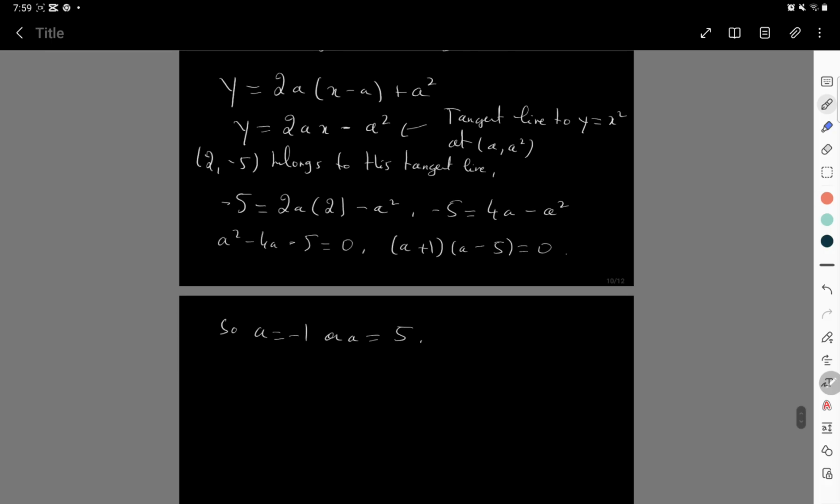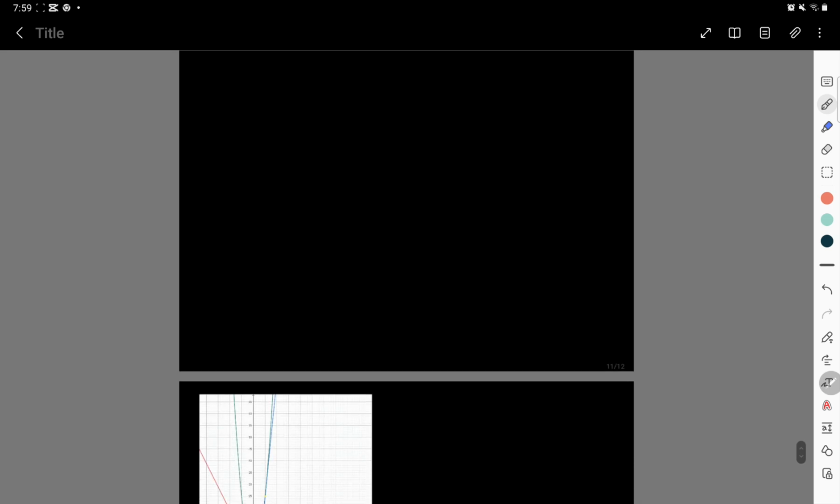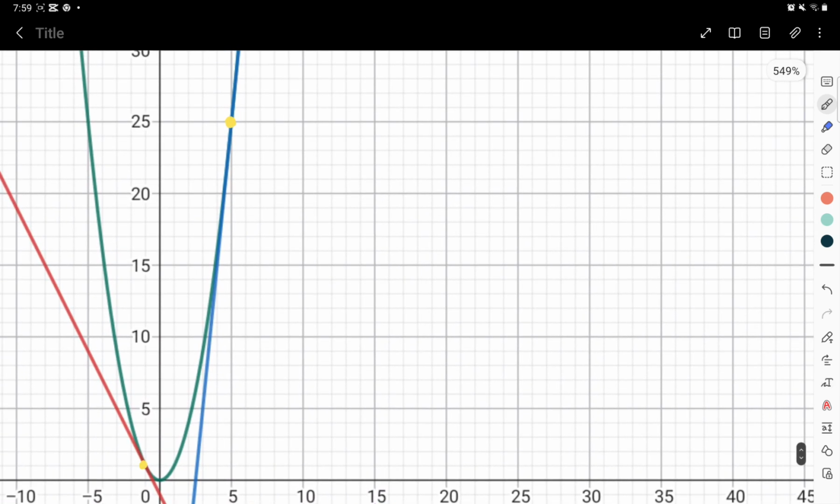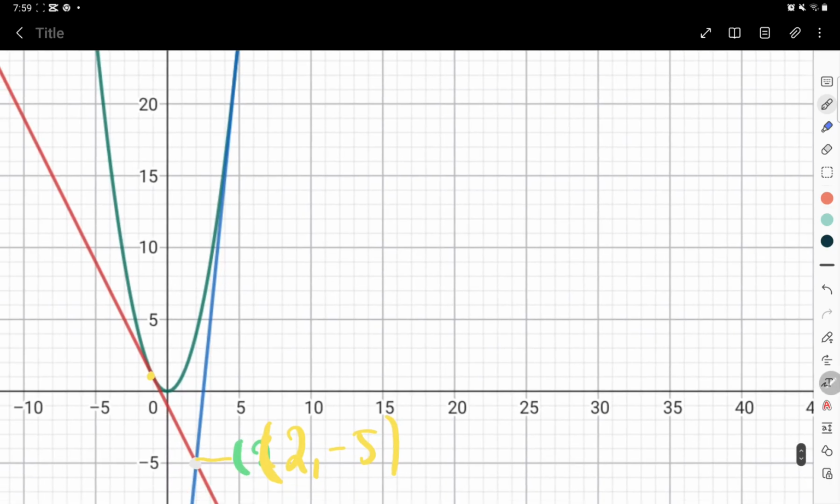So the tangency points are minus 1. What's the corresponding y value? 1, right? Minus 1 squared. And 5 squared, which is 25. Now, if we look at this here, well, this is the first tangency point, x is equal to 5, and this is the second tangency point, x is equal to minus 1.